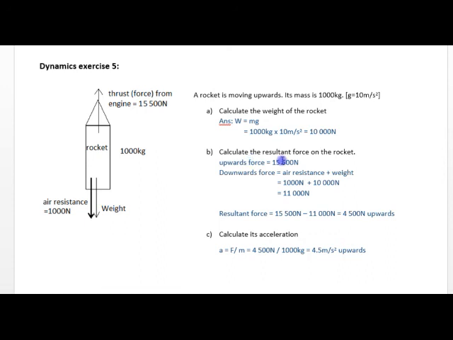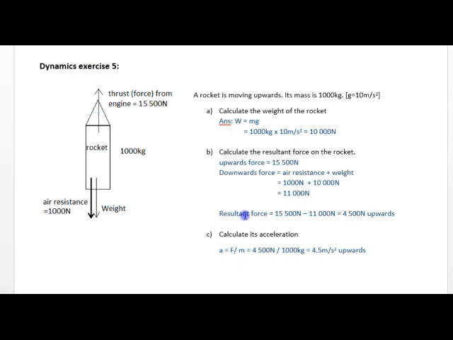Deuxièmement, let's calculate the resultant force on the rocket. La force en haut, c'est 15 500 newtons. Ça, c'est le moteur. Downwards force, il y a air resistance, plus il y a le weight. Alors, air resistance, c'est donné, c'est 1000. Gravity reste en bas, 10 000 newtons. Total, ça fait 11 000 newtons. Et resultant force, nous prenons force upwards minus force downwards. 15 500 moins 11 000, ça fait 4 500 newtons upwards. Alors là-haut, on a plus de force qu'en bas. Alors, il y a une resultant force de 4 500 newtons upwards.